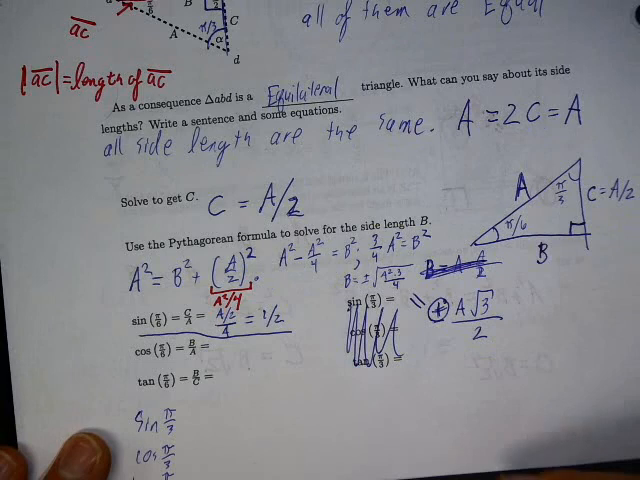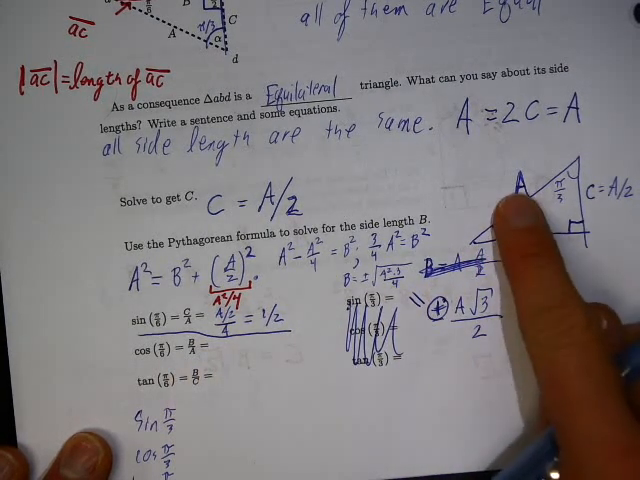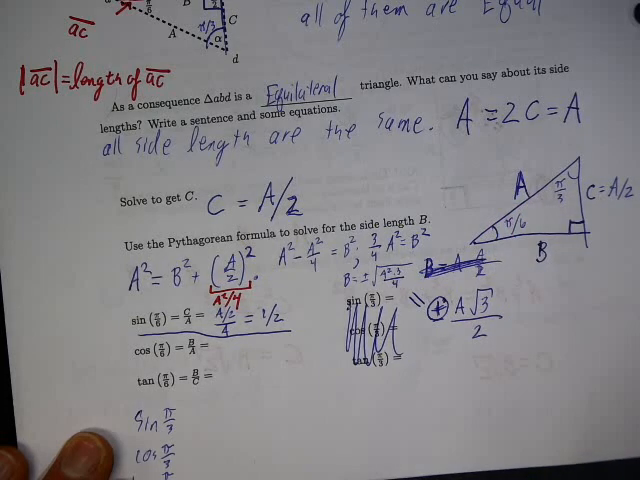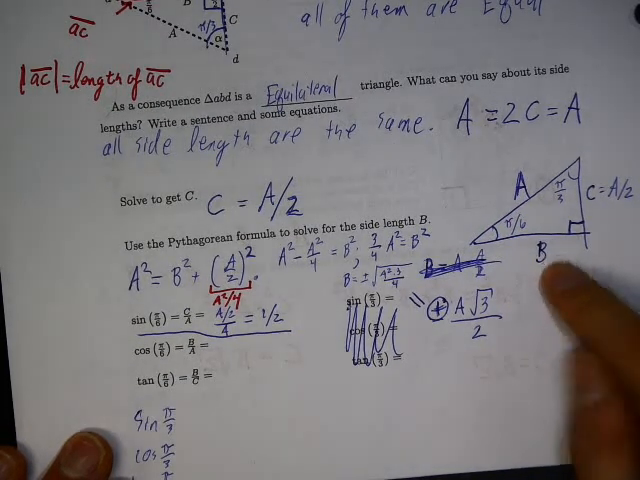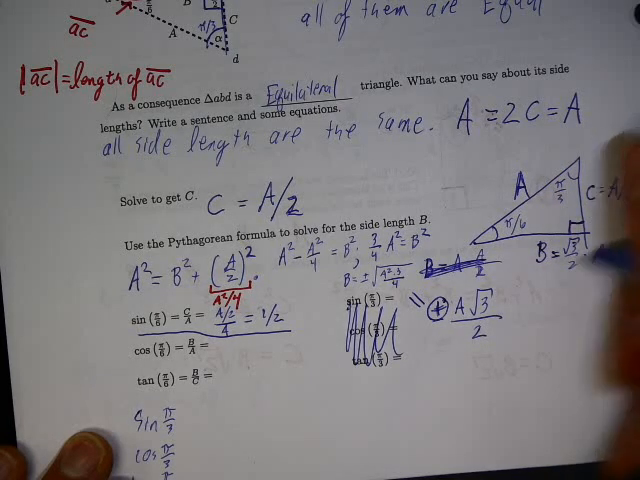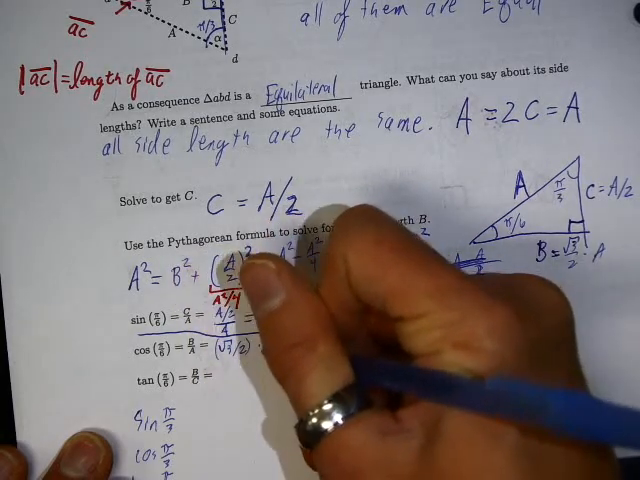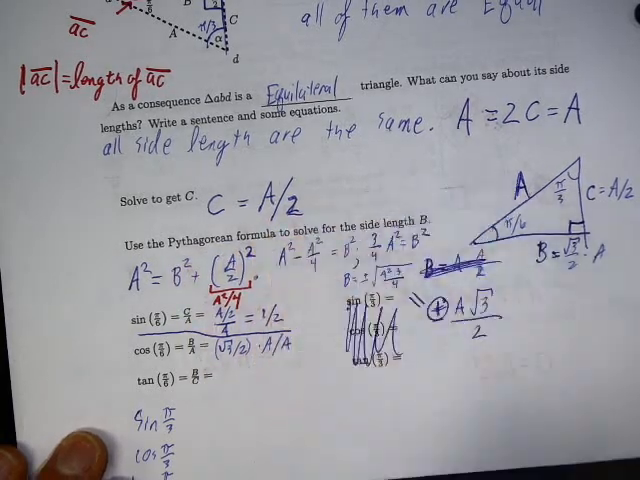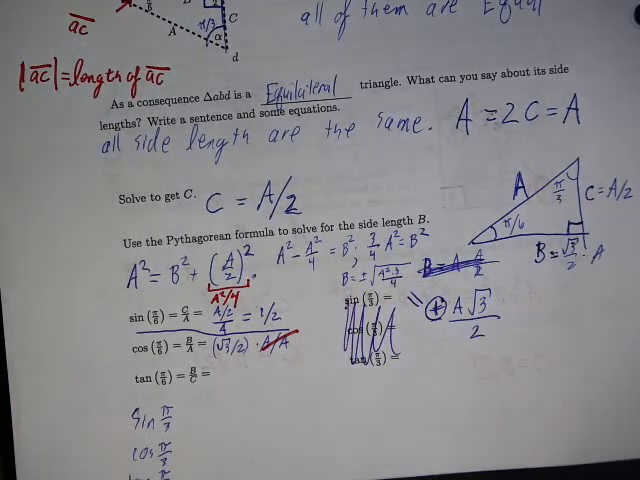Cosine of pi over 6. Well, that will be cosine is adjacent over hypotenuse, so that'll be B over A. And I know what B is. B is root 3 over 2 times A. So I'll have root 3 over 2 times A, and then I divide by A. The A's cancel, leaving me with root 3 over 2 is the cosine of pi over 6.